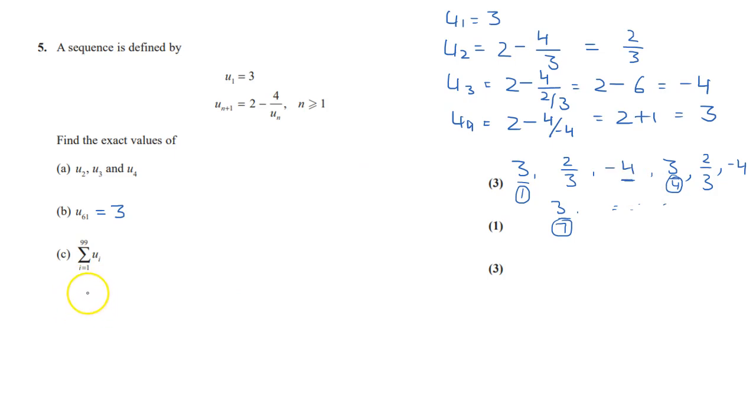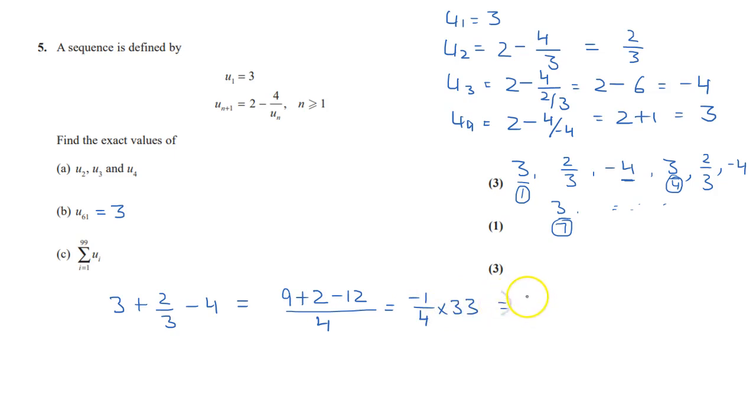So the sum of first 99 terms, they are repeating. Let me get the sum of first 3 terms. So 3 plus 2 over 3 minus 4. 3 times 3 is 9 plus 2 minus 12 over 3. 11 minus 12, so minus 1 over 3. And how many are there? 33 groups are like this. So that is minus 33 over 3.